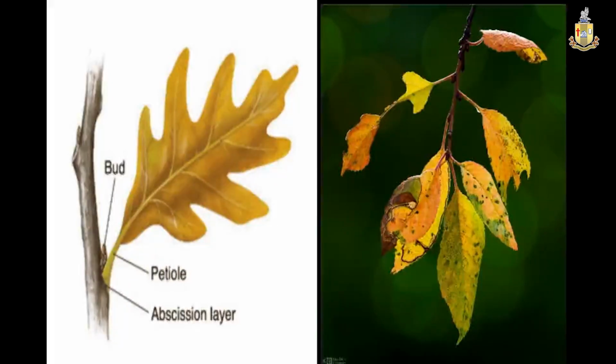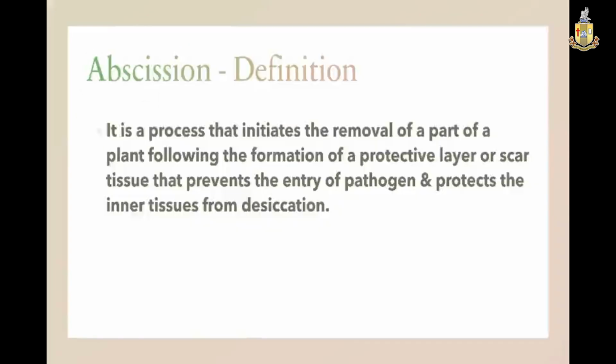It is the shedding of various parts of a plant such as leaf, fruit, flower, and seed. Abscission is an act or process of cutting off. It is defined as a process that initiates the removal of a part of a plant following the formation of a protective layer or a scar tissue that prevents the entry of pathogens and protects the inner tissues from desiccation.